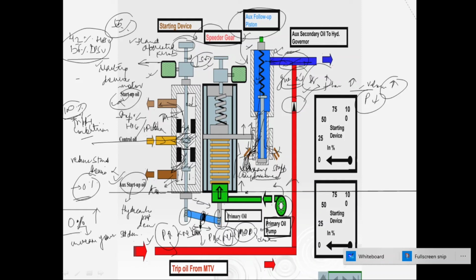Okay, so in this video I have discussed how the starting device and speeder gear arrangement works, and how, in case ESG, electro-hydraulic governing, fails, hydraulic turbine governing takes place. Hydraulic governing is the permanent governing.